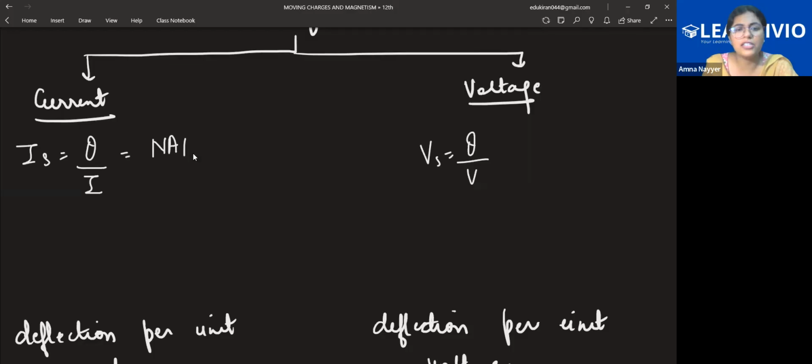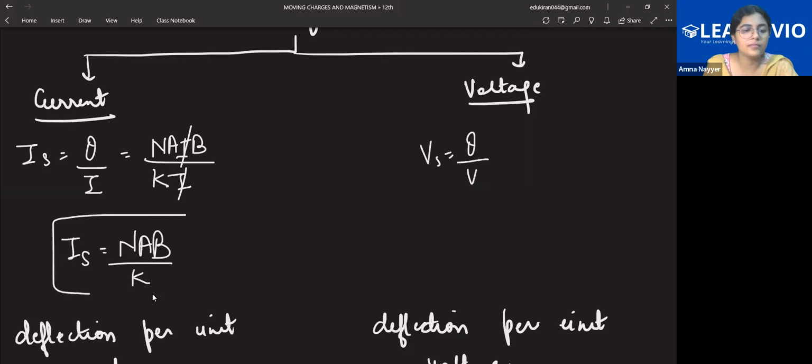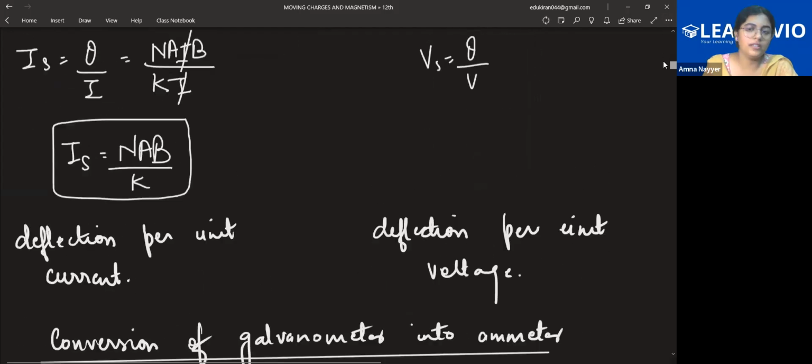What is deflection? Theta equals NABI by K, so theta divided by I. The current gets cancelled. So current sensitivity is equal to NAB divided by K. So what is it? Deflection per unit current.